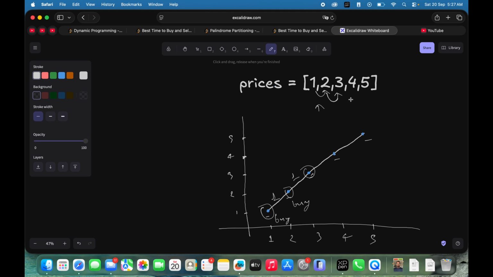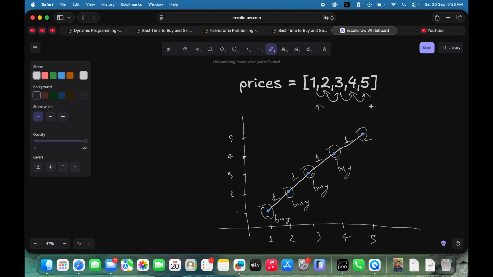Then I can again buy on third day because the next day's price is 4. So I will again buy, right? And then I will sell on fourth, right here. So I can sell on 4. Here I will sell, making a profit of 1, right? Then I can see that I can again buy on 4th. Immediately I can buy because the next day's price is higher than current day's. So I will sell here, making a profit of 1.